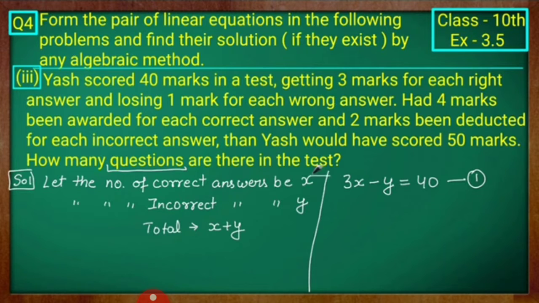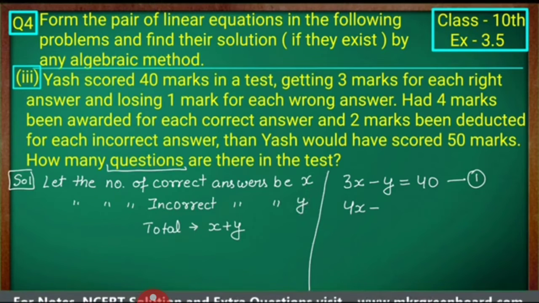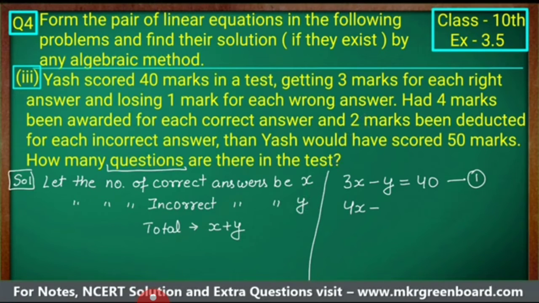By the second condition, Yash scored 4 marks awarded for a correct answer, means 4 is multiplied with the correct answers x, and losing 2 marks. For losing we have to put a minus sign, so minus 2 into y. 2 marks is multiplied with the incorrect answers y. So 4x minus 2y is equal to the total marks scored by him, which is 50. That is equation number 2.